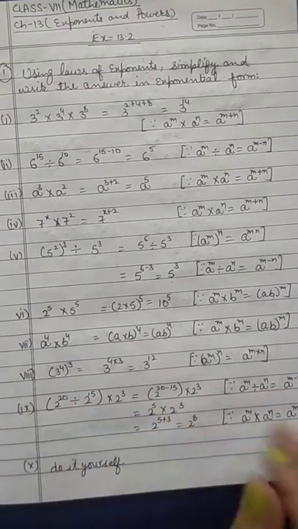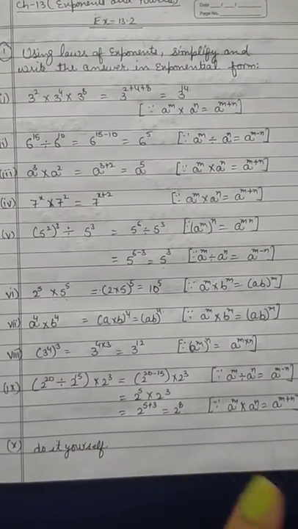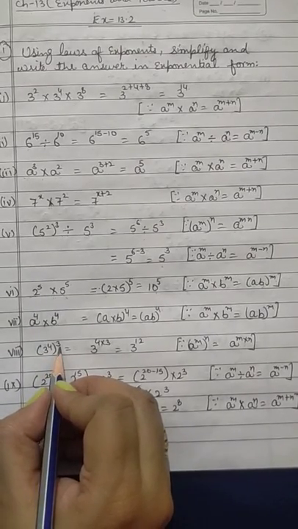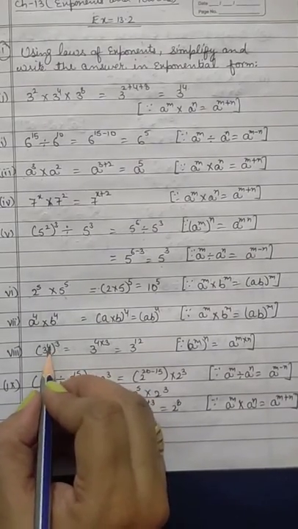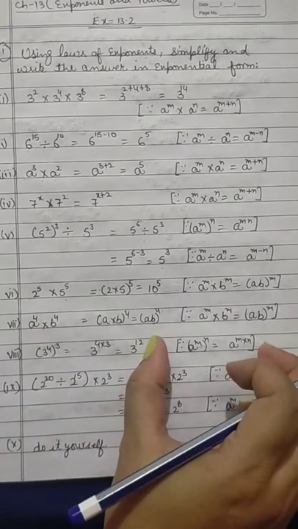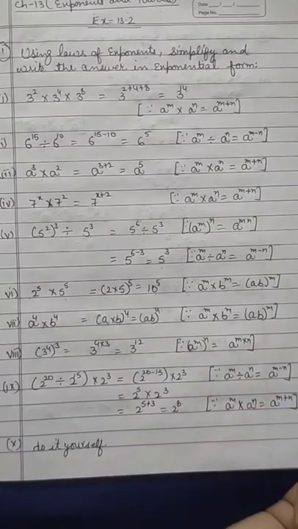And then in the next part we have 3 raised to power 4 into 3 outside of the bracket. So we will multiply the power 4 into 3, that is 12. So 3 raised to power 12, and the law which we have used here I have written there.